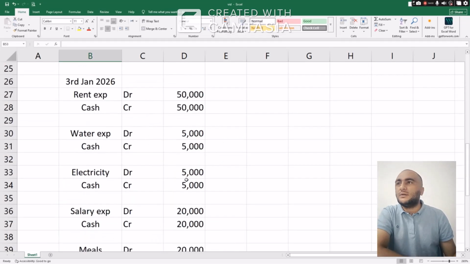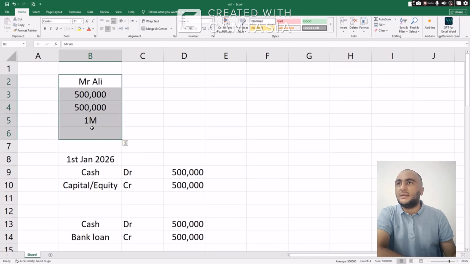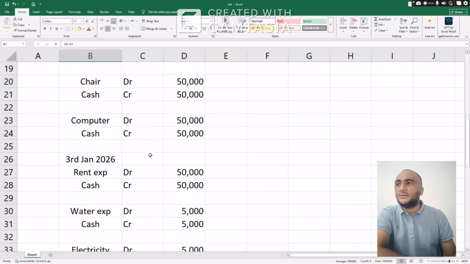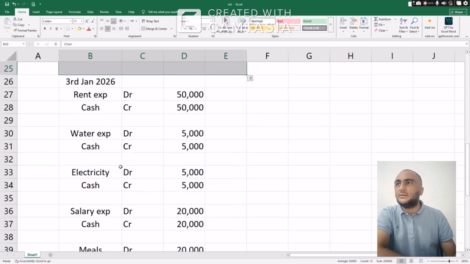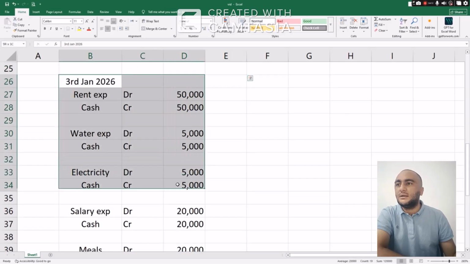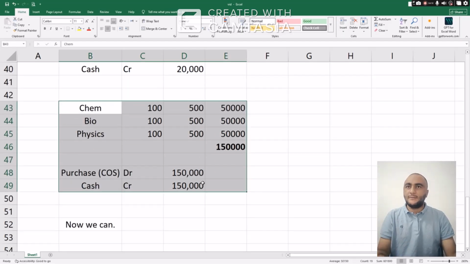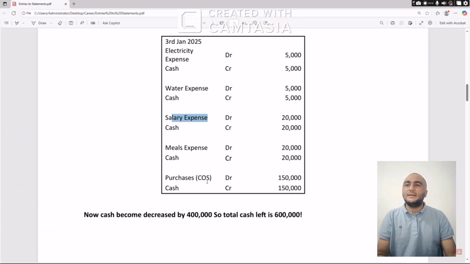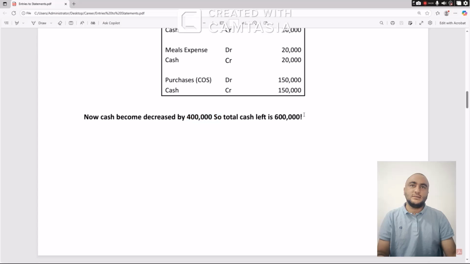So what we have done till now: we have an investment of 1 million, and then we got some assets, and then did some expenses. For expenses, we can say that for now we have decreased our cash by 400,000 in total, 200,000 here and 200,000 above in assets. So cash left is 600,000.